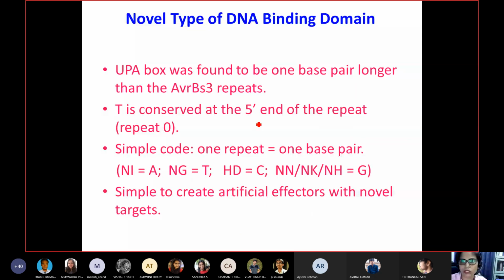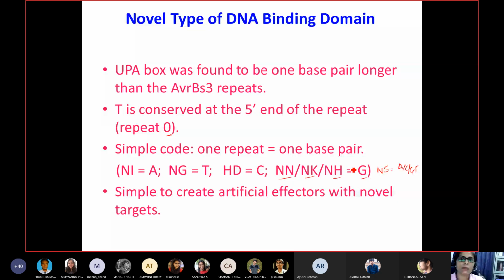This was positioned as 0, and there is a very simple code: one repeat, one base pair. That means NI is for A, NG for T, ND for C, and NN, NK, NH all define G. So there is some kind of redundancy also. For example, NS can bind to either A, C, G or T, and similarly NN, NK, NH can all bind to G.